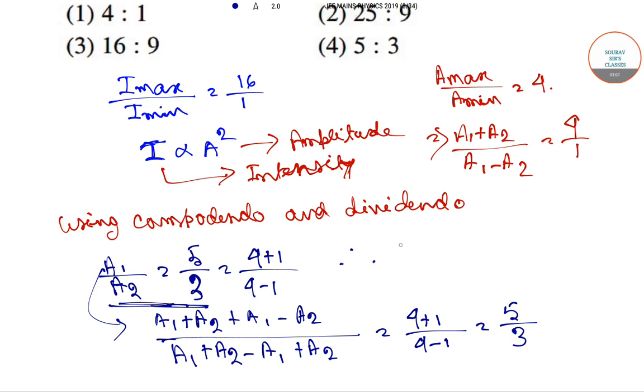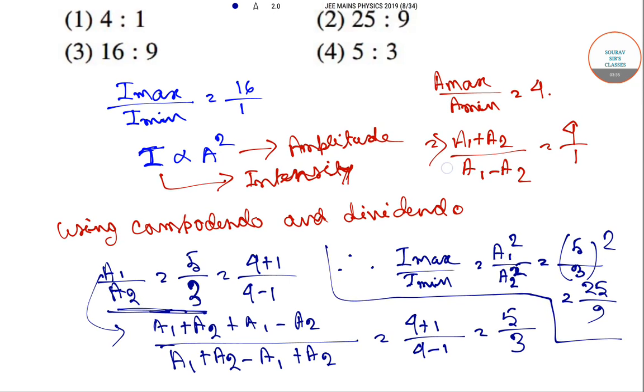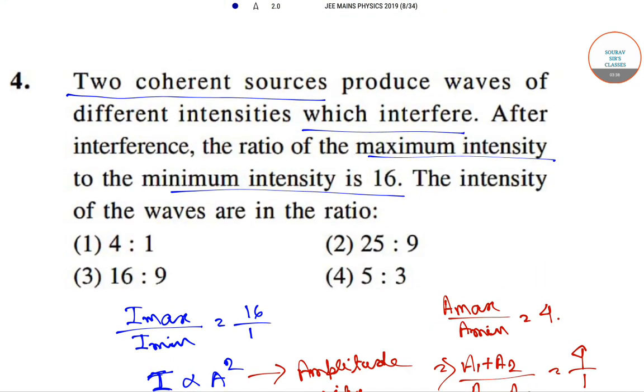So the intensity ratio I max divided by I min is equal to A1 square divided by A2 square, which is 5 by 3 whole square. So this equals 25 by 9. So here the intensities of the waves are in the ratio 25 by 9. This is the correct option for this question.